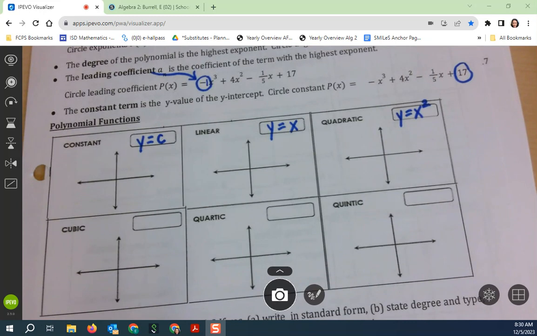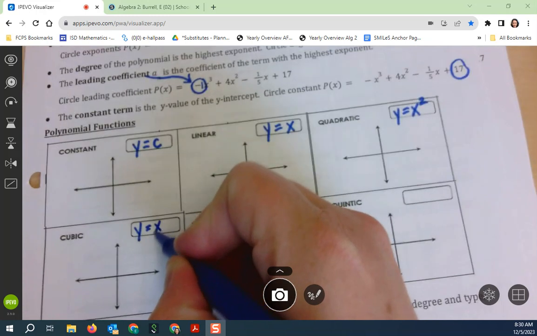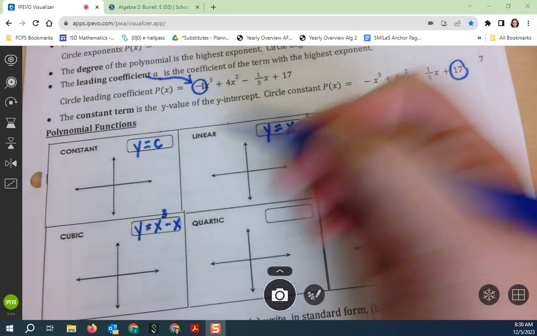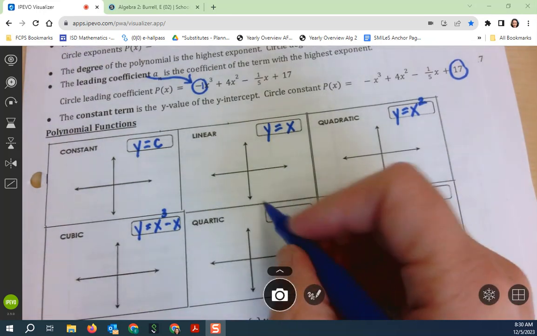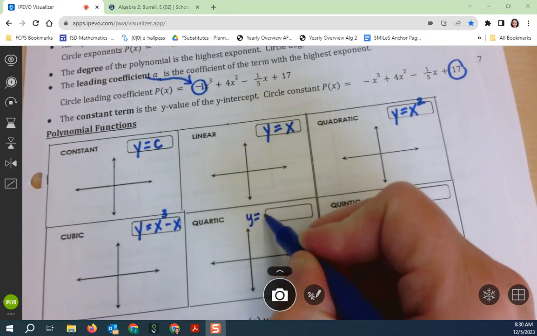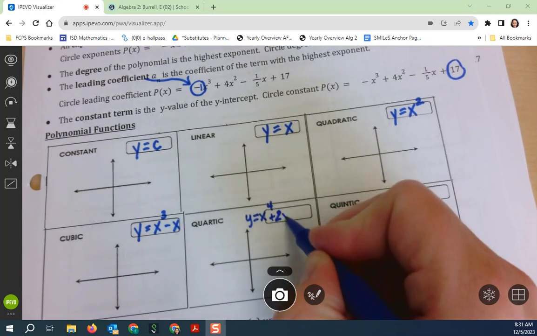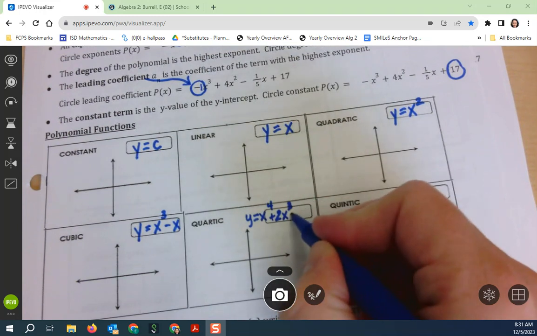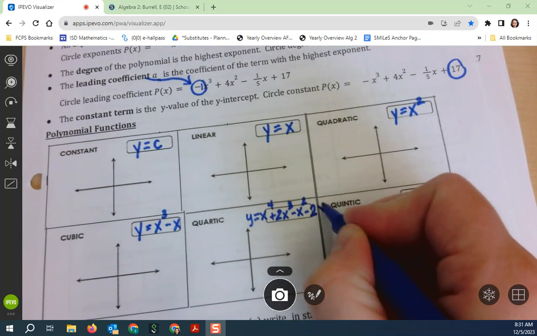For a cubic, the simplest one is y equals x to the third, but that doesn't really show the shape of the cubic very well. And so I'm going to give you one that's not the most simple. We're going to do this one as just an example. Y equals x to the 3 minus x, that's a cubic, because the degree is 3. And then a quartic, the degree is 4. I'm going to give you one that shows the shape pretty well. Y equals x to the 4 plus 2x to the 3 minus x squared minus 2x. And notice that one doesn't have a constant term, and neither does this one.